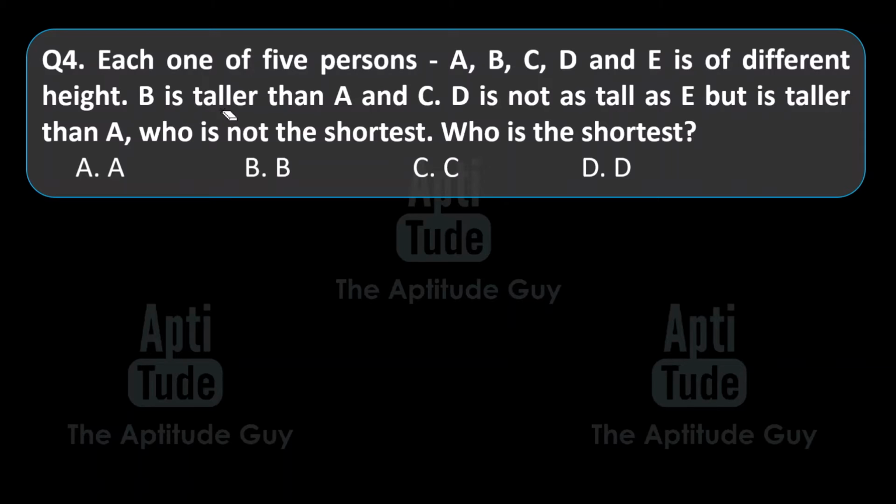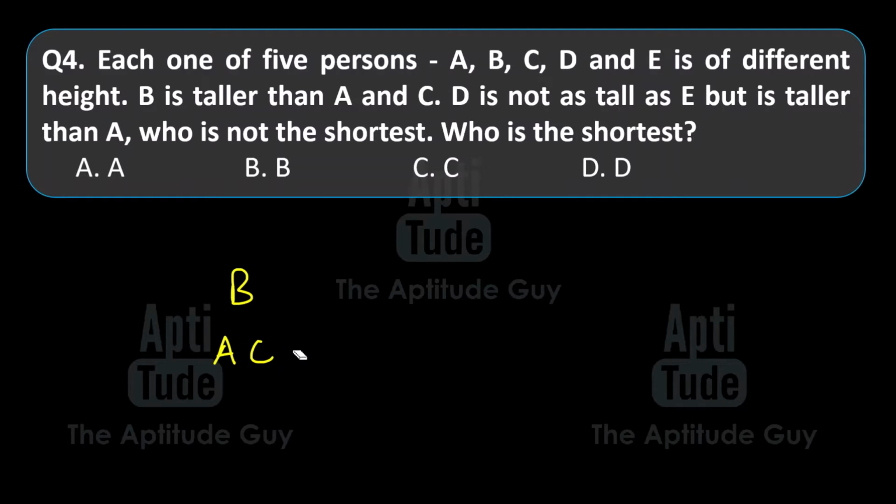Now, B is taller than A and C. Now, if at all you wrote this data like this, B is taller than A and C, this is not wrong, this is absolutely correct. But if at all you ask me, a slightly better way to write this would be B is taller than A and C. See, the problem with this one, according to me, is this symbol. This greater than and less than symbol may end up confusing you while you are in an exam.